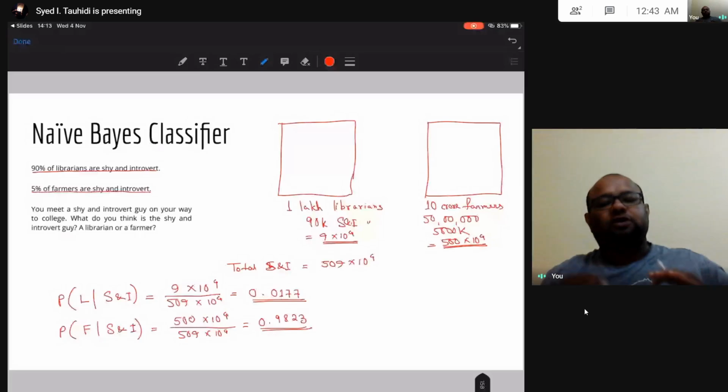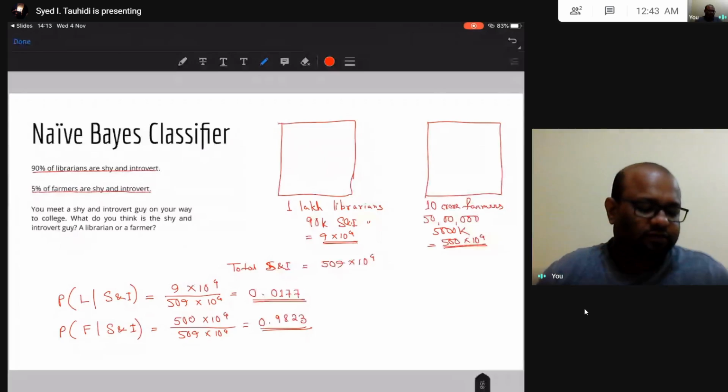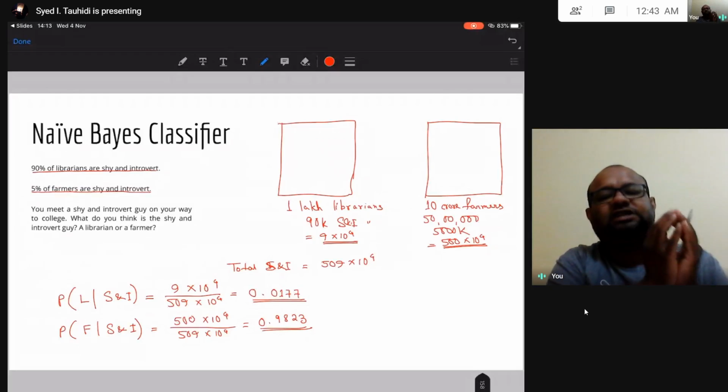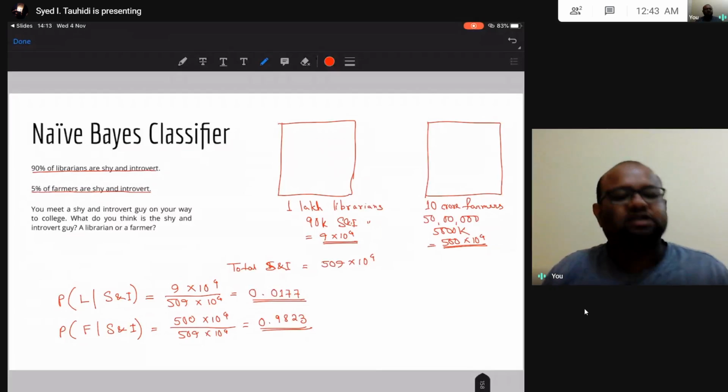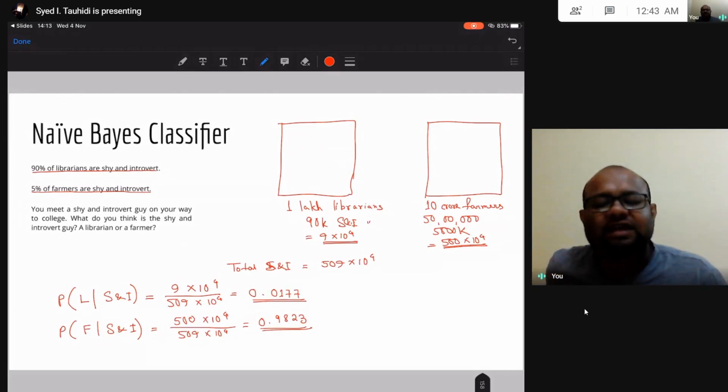This is because the number of farmers is so large compared to the number of librarians. So a large percentage of librarians is still smaller than a small percentage of farmers. A small percentage of farmers is also a very big number. So what is the takeaway from this slide?